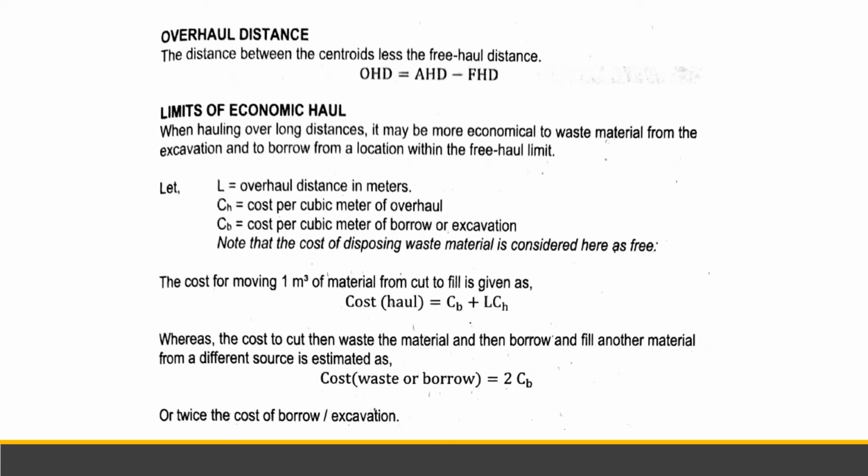So let's define some variables and formulas. Overhaul distance is the distance between the centroids less the free haul distance. So overhaul distance is the average haul distance minus the free haul distance. Free haul distance, as you can see in the diagram earlier, is where the cut section will fit the fill section. So the free haul distance only extends up to there.